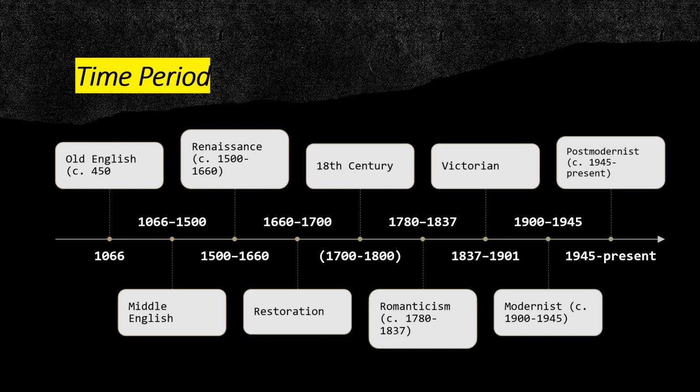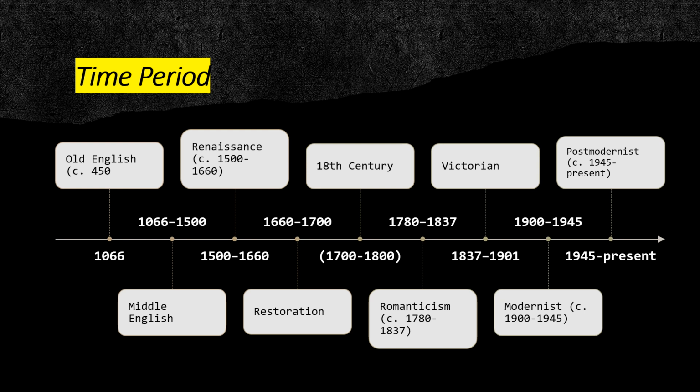The beliefs, values, and societal norms of a specific time period can significantly impact the themes explored in a literary piece. Here are some key time periods in English literature, along with notable examples. We start with Old English, circa 450 to 1066. Examples of works from this time period include an epic poem, Beowulf, which showcases heroic ideals and the struggles of a Scandinavian hero.